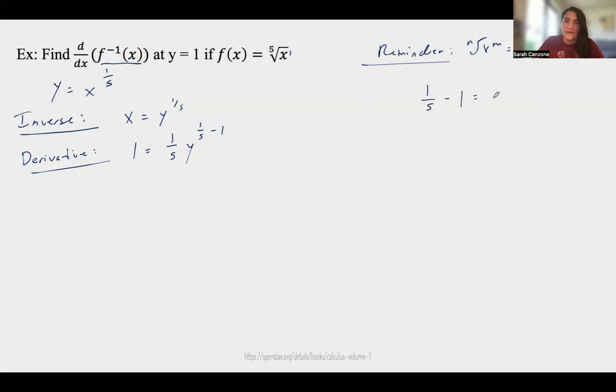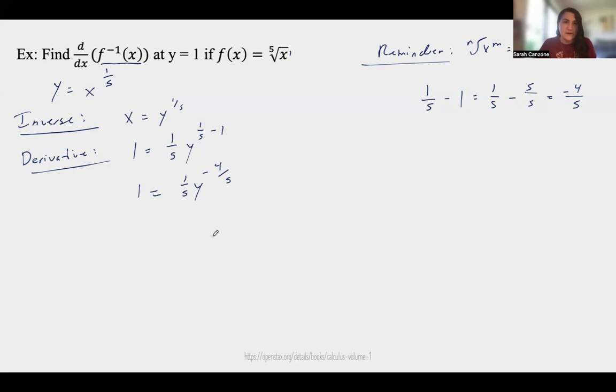1/5 minus 1 is the same thing as 1/5 minus, well, I need to create a common denominator. The denominator that we're going to want is a 5. 1 can be written as 5/5. 1 minus 5 is going to be -4/5. So 1/5 minus 1 is going to be -4/5. So this tells us that 1 equals 1/5 y to the -4/5.